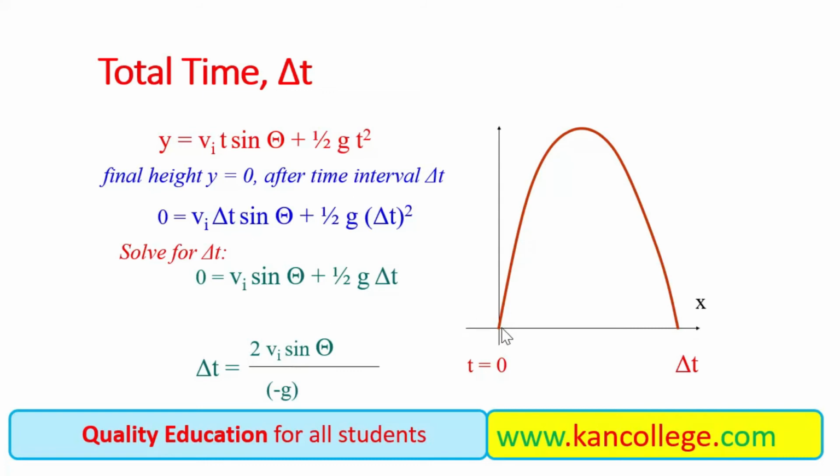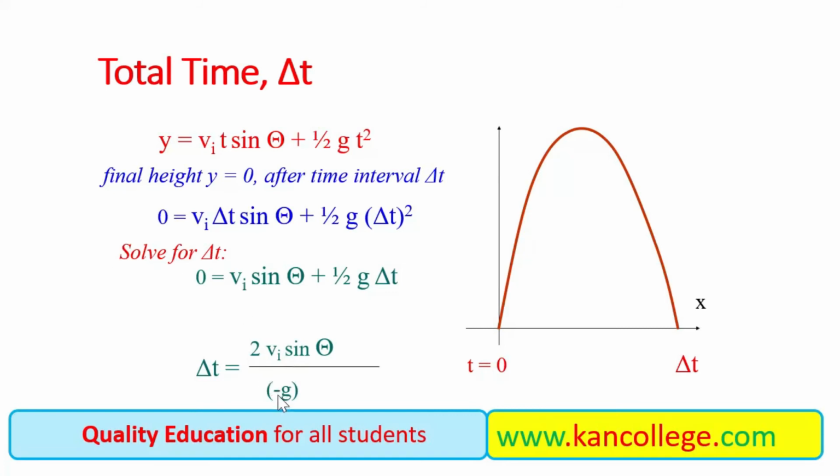Another way of calculating the total time is very easy. First of all, you calculate the time for reaching the maximum height, and then that time will be equal to the time for reaching downward, towards the ground, and the sum of both will be equal to the total time. Or first of all, you calculate the time to reach the maximum height and then double it. It will be equal to the total time delta t.